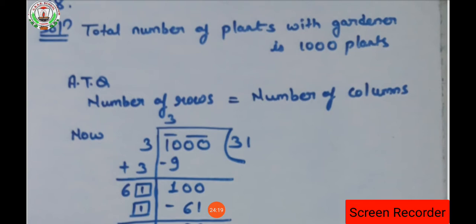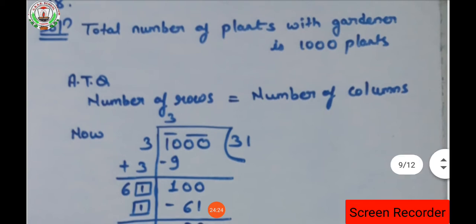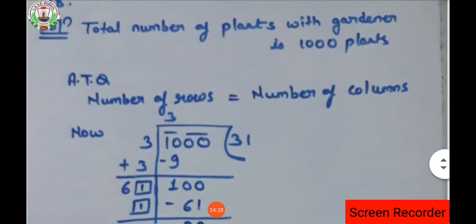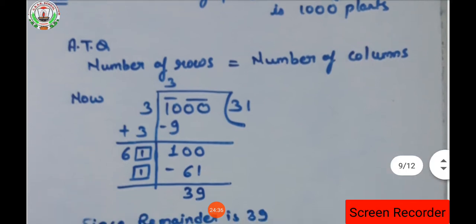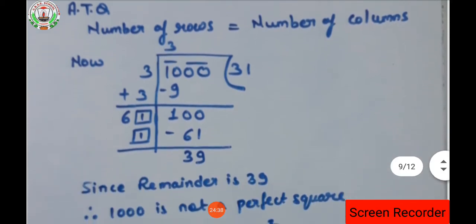Now how many more plants will be required so that the number of rows and the number of columns will be the same? In the question a particular line is given: how many more plants will be needed, isn't it? So we are going to add. Do you remember the fifth question? Find the least number which must be added to make it a perfect square. So in the same way we are going to see it. Okay, so 1000 plants are there. So first you are going to find the square root of those plants.